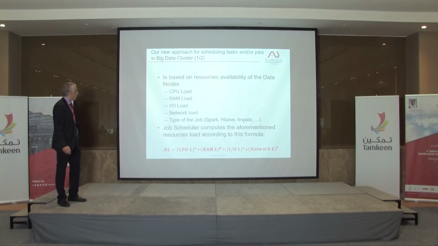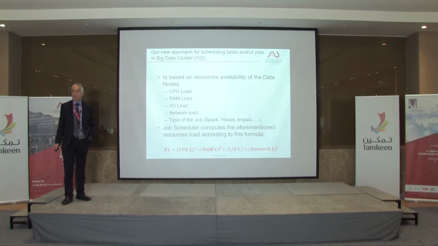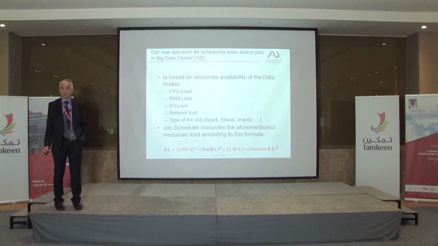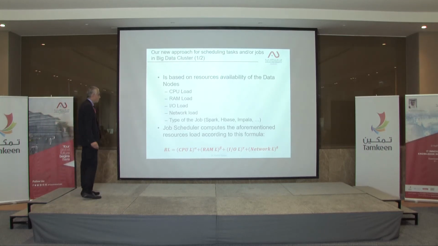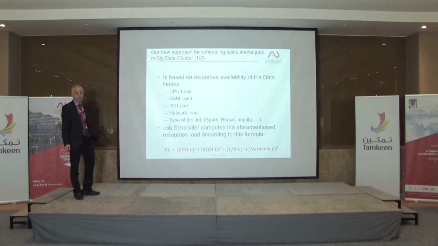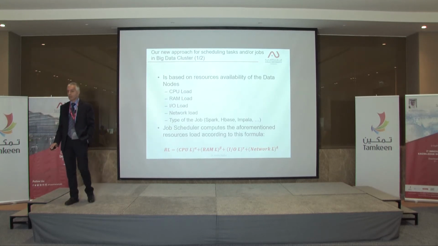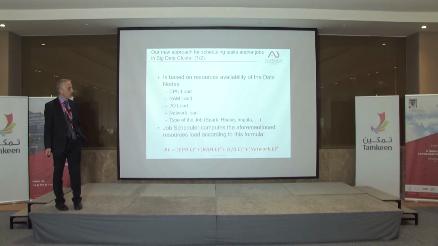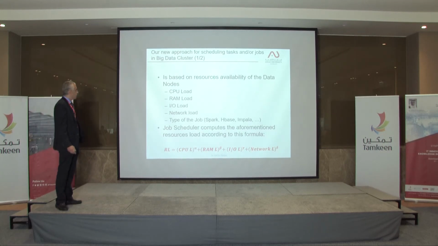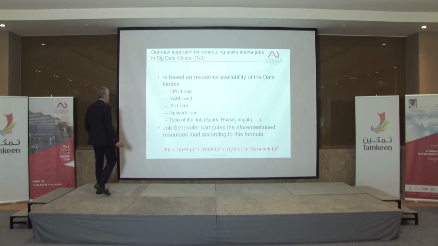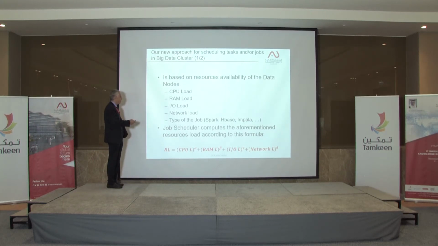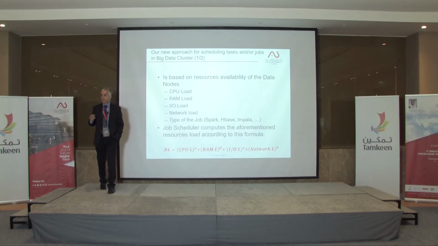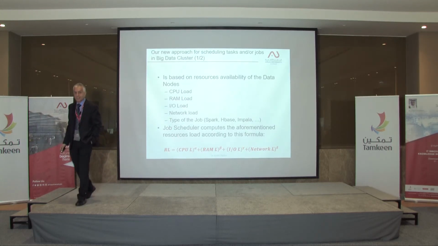Fine. So my approach is the following. I want to make sure that within the scheduler, I have the information on the data nodes about the CPU load, the RAM load, the I/O load, and the network load. What has been available in the literature review is just the four levels of loading: the CPU, the RAM, the I/O, and the network load. So I have added another one, that is the type of the job.